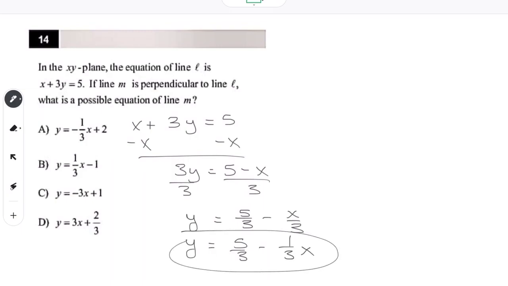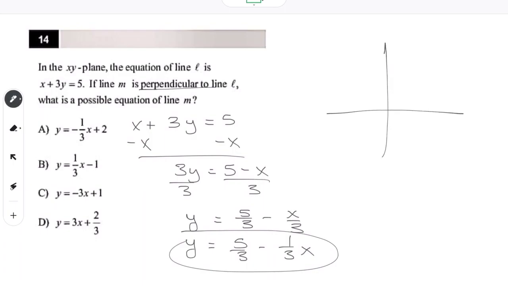So this is significant because once we know the slope-intercept form of an equation, we can easily deduce what the y-intercept is and what the slope is. Okay, the next part of this question is talking about a perpendicular line.